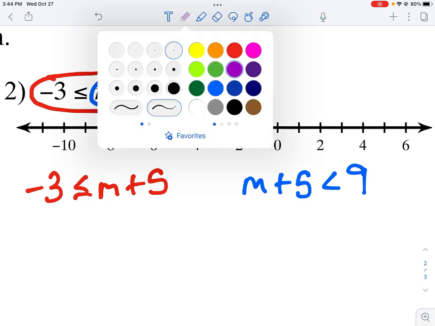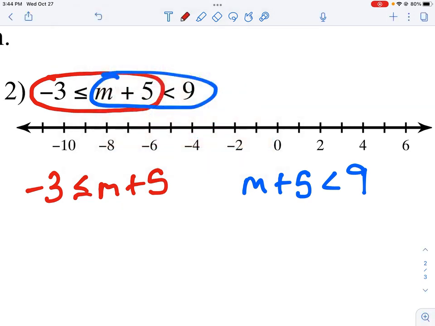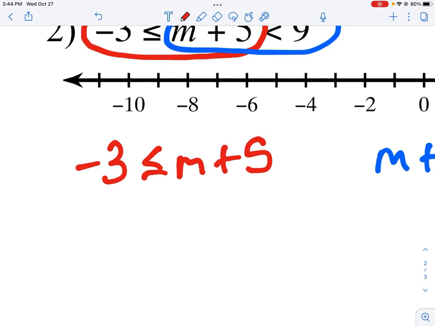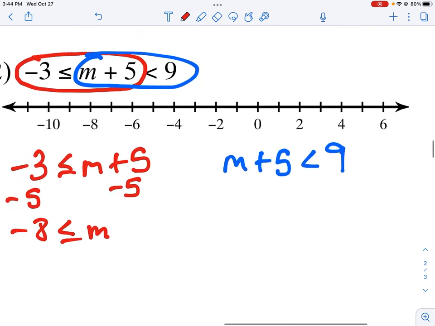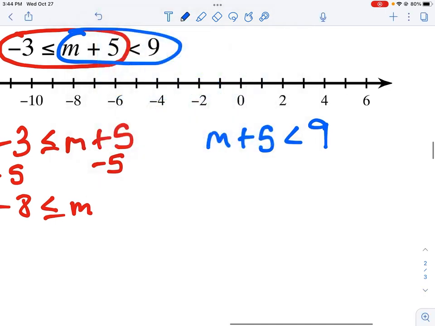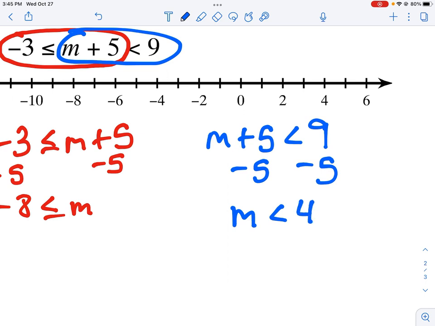So now let's get started by solving. So we'll start with our red one again. Subtract 5. Subtract 5, that gives me negative 8 is less than or equal to m. And then minus 5, minus 5. m is less than 4.